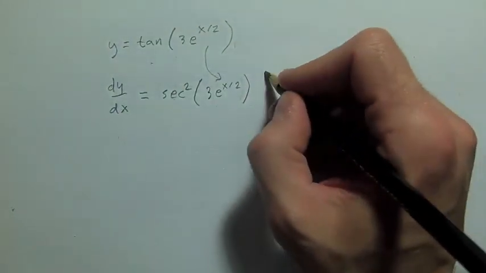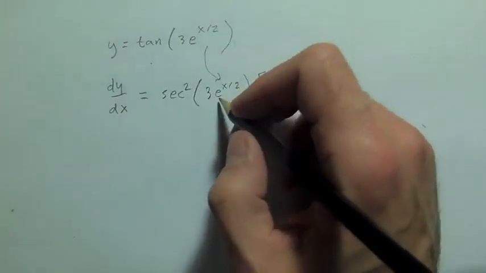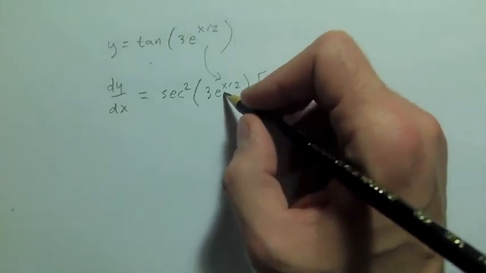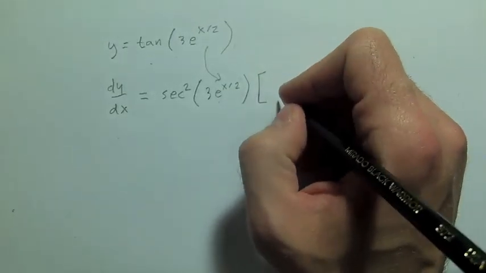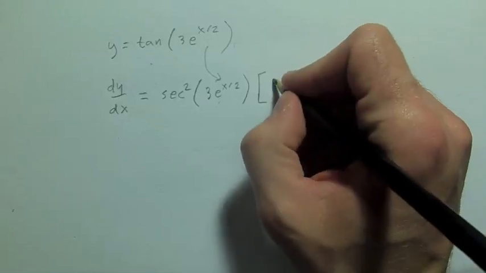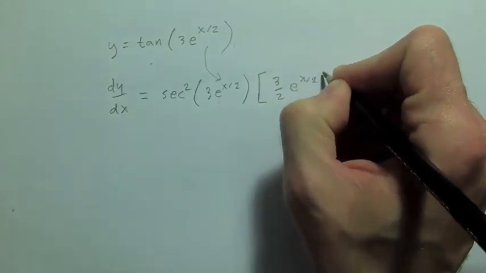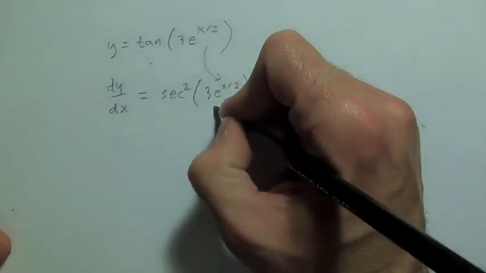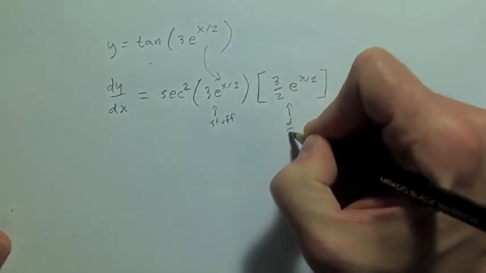Okay. Then we multiply by the derivative of the stuff, and the derivative of 3e to the x over 2. Well, the derivative of e to the x over 2 is 1/2 e to the x over 2, so this is going to be 3/2 e to the x over 2. Okay, so here is my stuff left alone, and here's the derivative of the stuff.